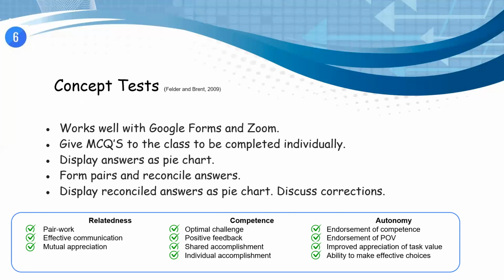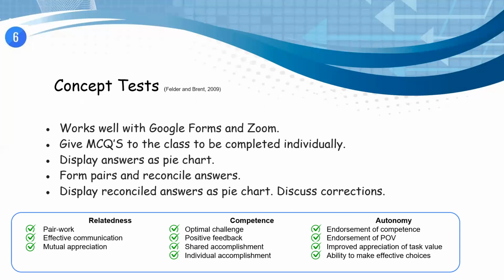After they've done that, they'll go through, answer the questions, reconcile their answers, and then display the reconciled answers as another pie chart to the class. Discuss these pie charts, discuss these answers, and then go through and discuss the corrections. This is essentially a three-step process, a three-step procedure for conducting multiple choice questions in your class. And it integrates quite well with online platforms.